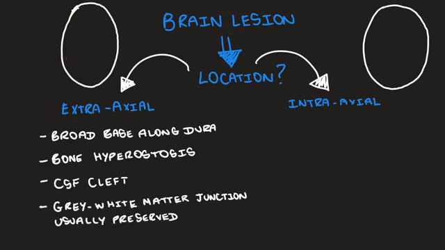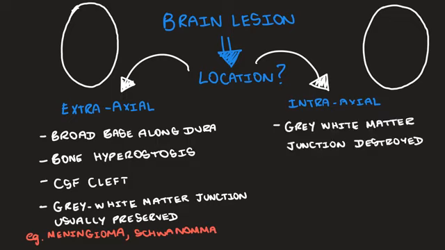The fourth sign to look for in deciding whether a lesion is intra-axial or extra-axial is to look at the grey-white matter junction. In an extra-axial lesion, this will usually be preserved. The most common extra-axial lesion you're going to come across is a meningioma. Specifically, meningiomas can be partially calcified or fully calcified, and when contrast is administered, they avidly enhance. They also usually have a dural tail.